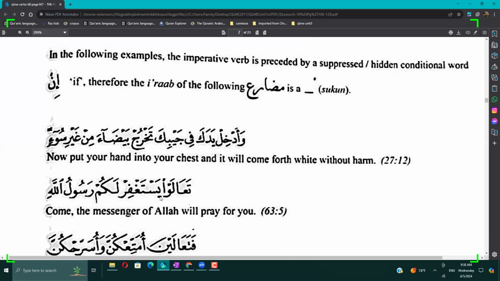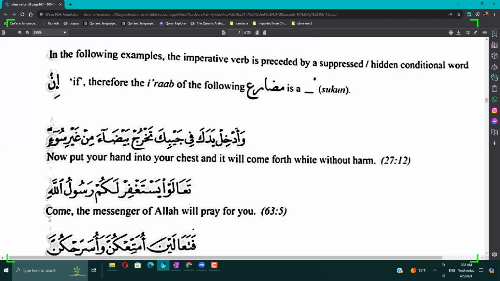Next, we have ta'alaw yastaghfir lahum rasulullah. So which is the mudari that is majzoom? Ta'alaw is the first one. It's actually a command again. So you must remember, if there is a command followed by the mudari, that mudari will be majzoom. Like adkhil was a command, then takhruj was the majzoom part. Ta'alaw is a command. Why?